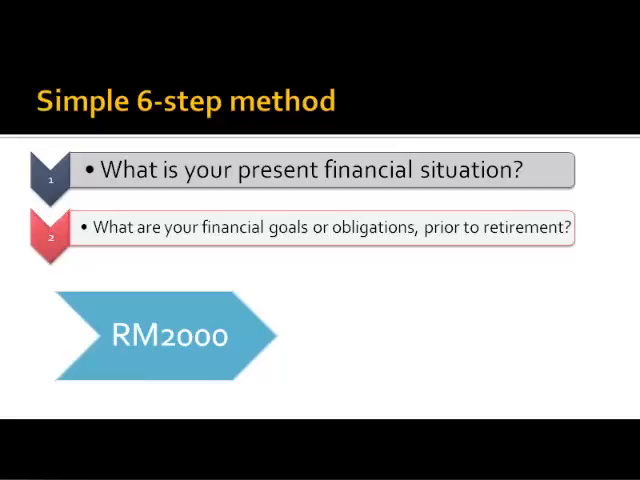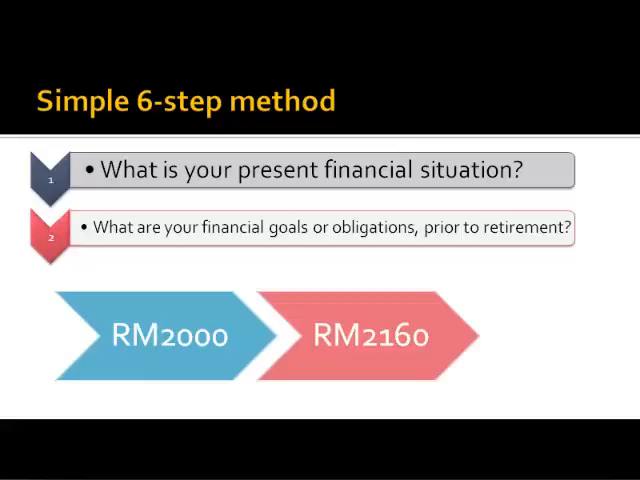If you are able to save 2,000 ringgit in a year above your living expenses this year, and your salary increment is 8% by next year, you should have 2,160 ringgit extra cash by next year. So this is based on an 8% increment.